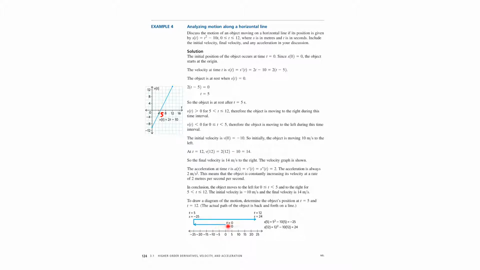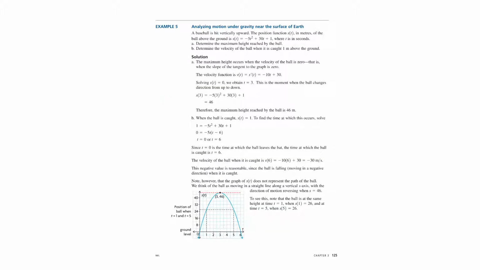If we look at the graph, between 0 and 5 the object is moving to the left. At 5 the position is negative 25. At 0 the position is 0, and after that it's moving to the right. At t equals 12, s is 24. The total distance is 25 plus 24. It goes 25 to the left and then goes back 24 to the right, which is 25 plus 24, 49 total distance.